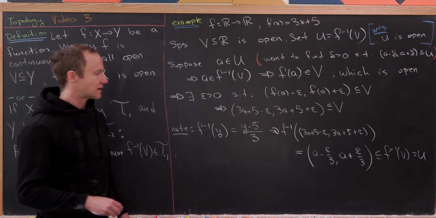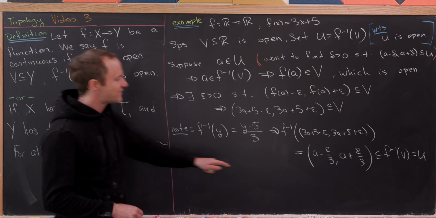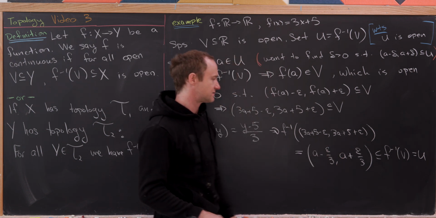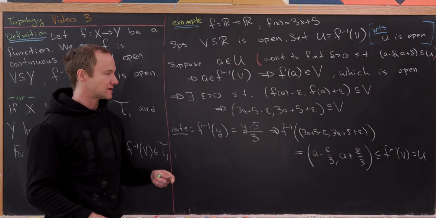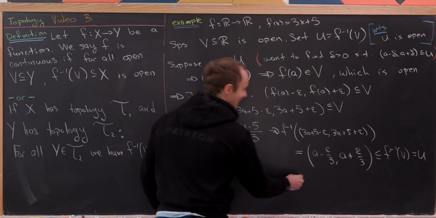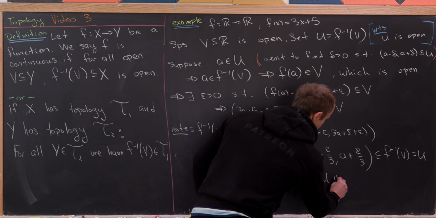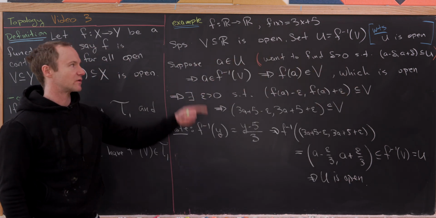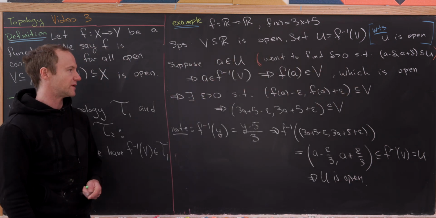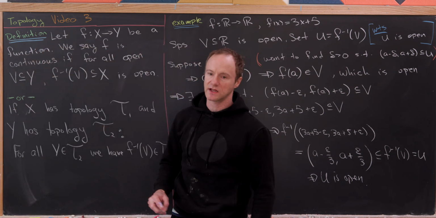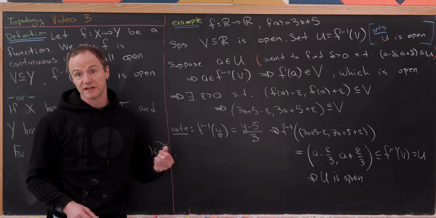Okay, good. But look, we've done it. We found a little bubble around a. In this case, it has maybe width epsilon over 3 that's totally contained inside of U. But that's exactly what we needed to show that U is open. But showing that U is open, in other words, the pre-image of an open set is open, is exactly what the topological definition of continuity is. So now let's move on.